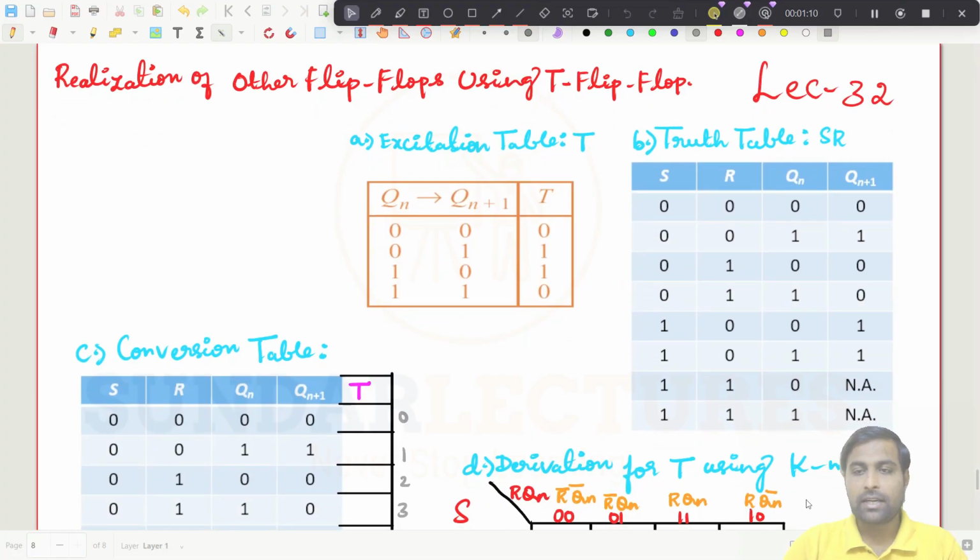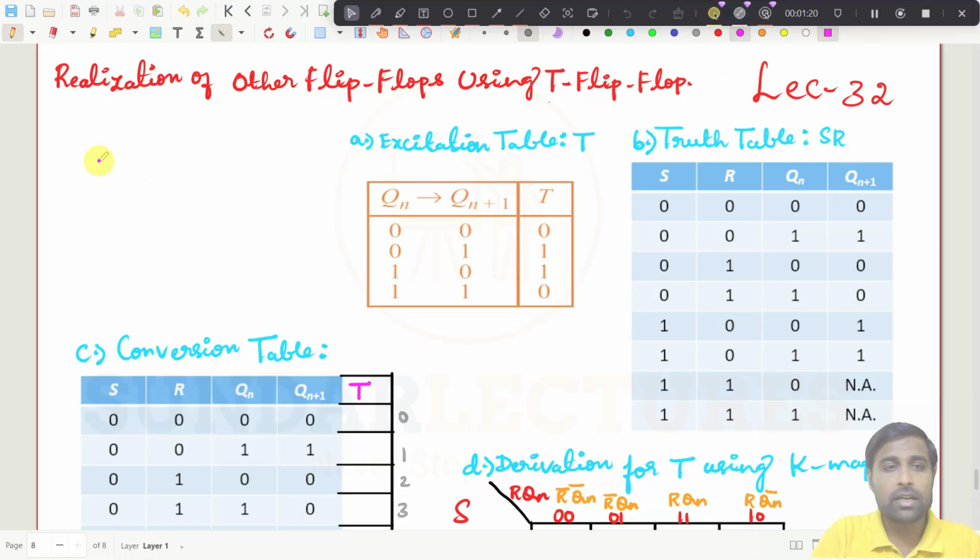That is the next topic we are going to see. The first point is the realization of other flip-flops. First I will take topic A, that means the first one. We are just going to convert the T flip-flop to an SR flip-flop. Sorry, we are going to use the T flip-flop for SR operation.